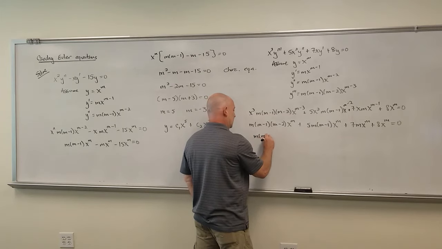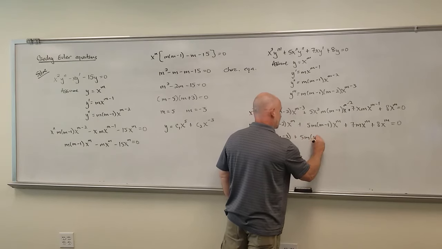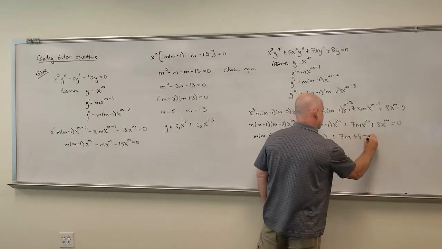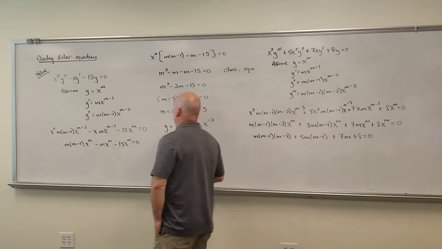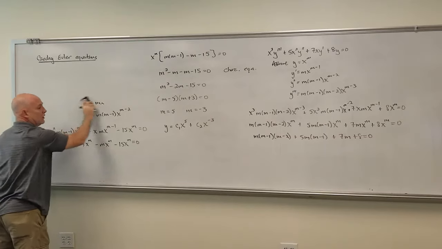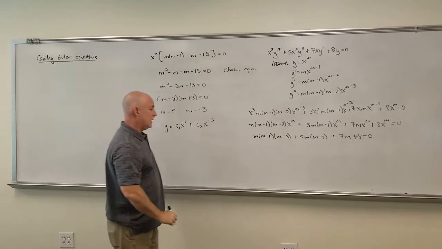So I have m, m minus 1, m minus 2, plus 5m, m minus 1, plus 7m plus 8 is equal to 0. I probably have to come way over here. All right, so that's a polynomial equation in m. So I guess we should just start multiplying everything out.